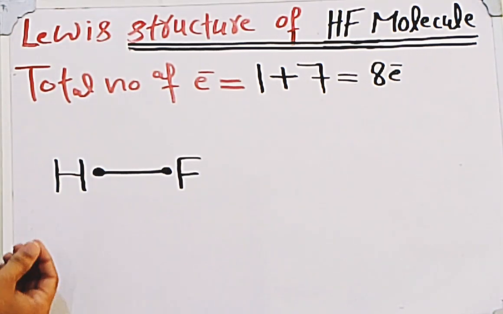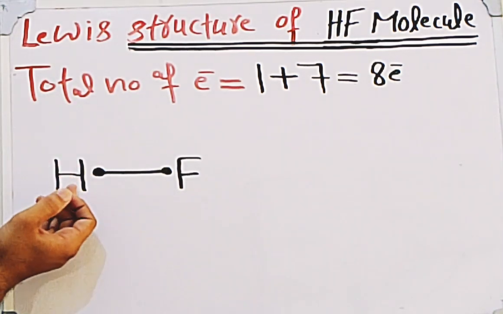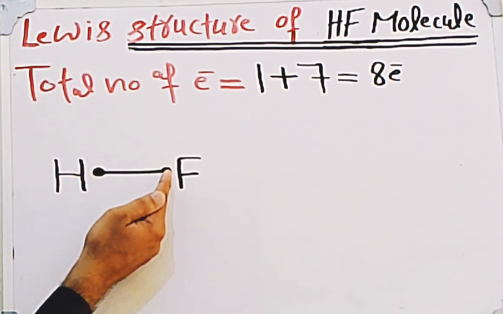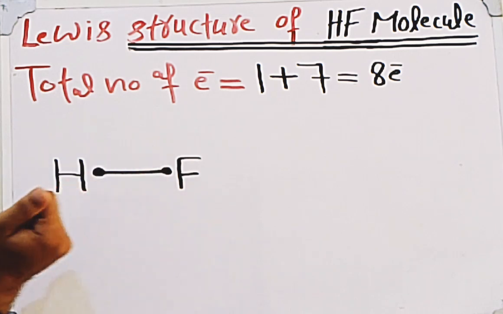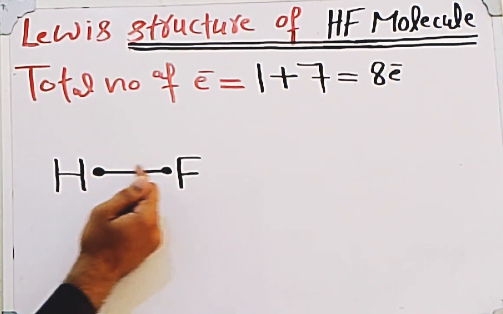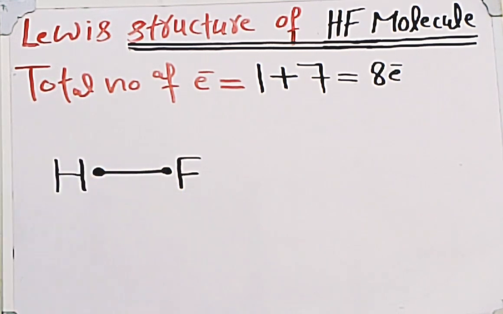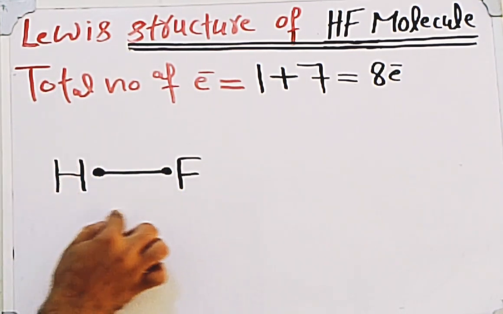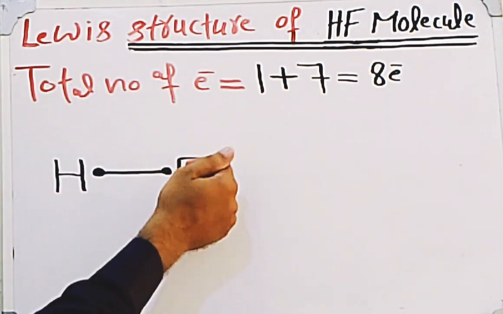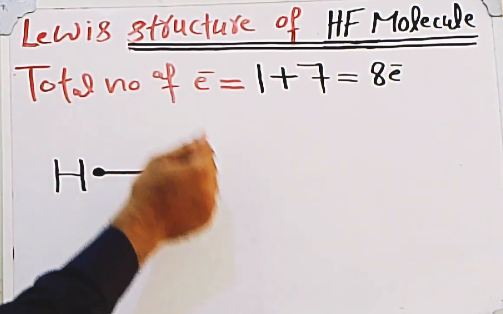Now we know that hydrogen completes its duplet, because fluorine provide 1 electron, hydrogen provide 1 electron. So 2 electrons are present between hydrogen and fluorine atom. In this case, hydrogen complete its duplet. So remaining 6 electron present on fluorine atom as a lone pair or as a non-bonding electron.